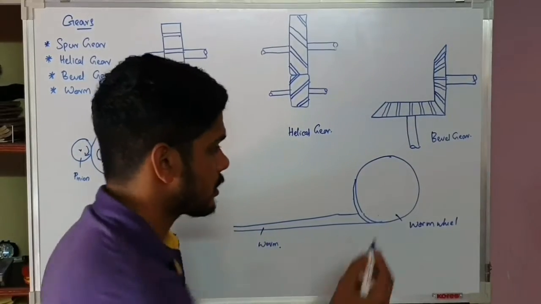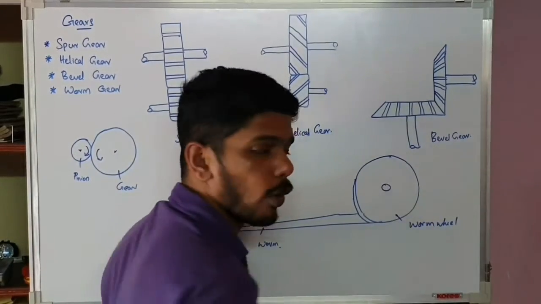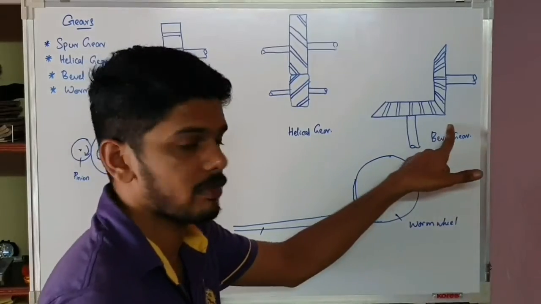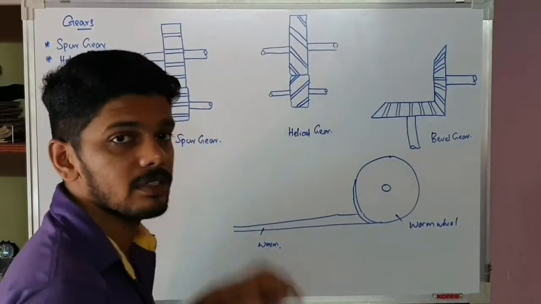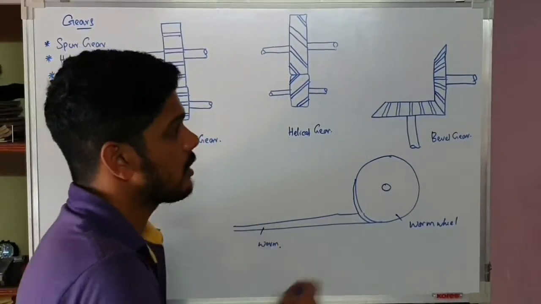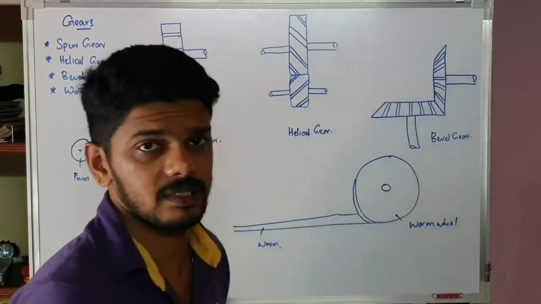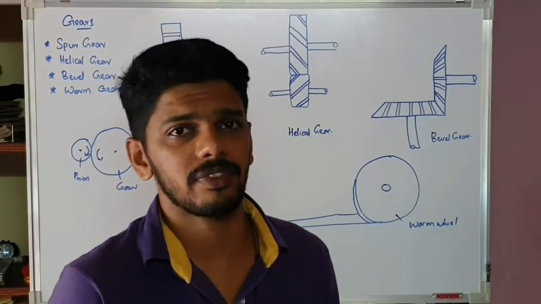Here also the shaft is a non-parallel shaft. Here is a parallel shaft. Here is a parallel shaft. These two are non-intersecting. This is intersecting. This is non-intersecting. This is a basic classification.